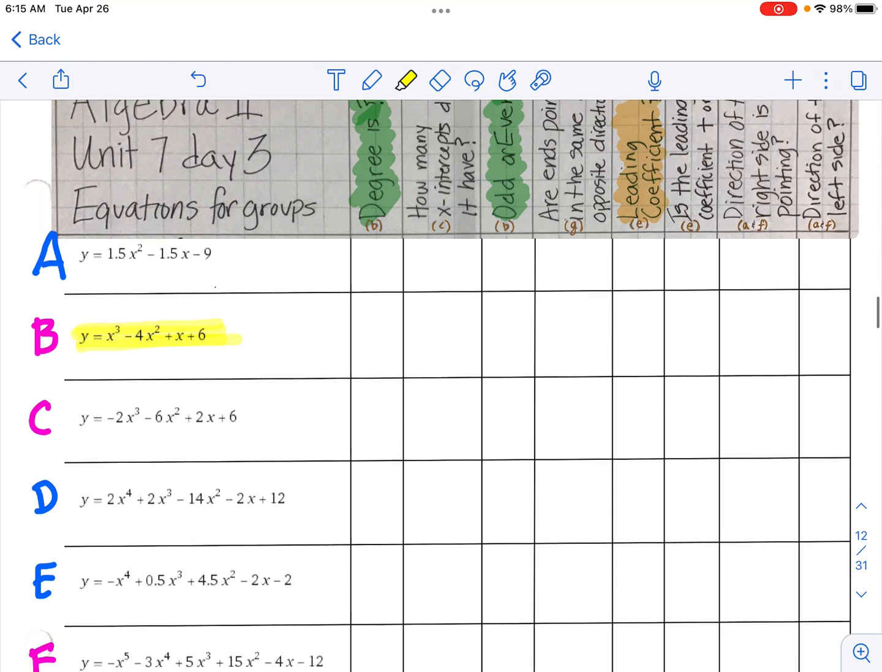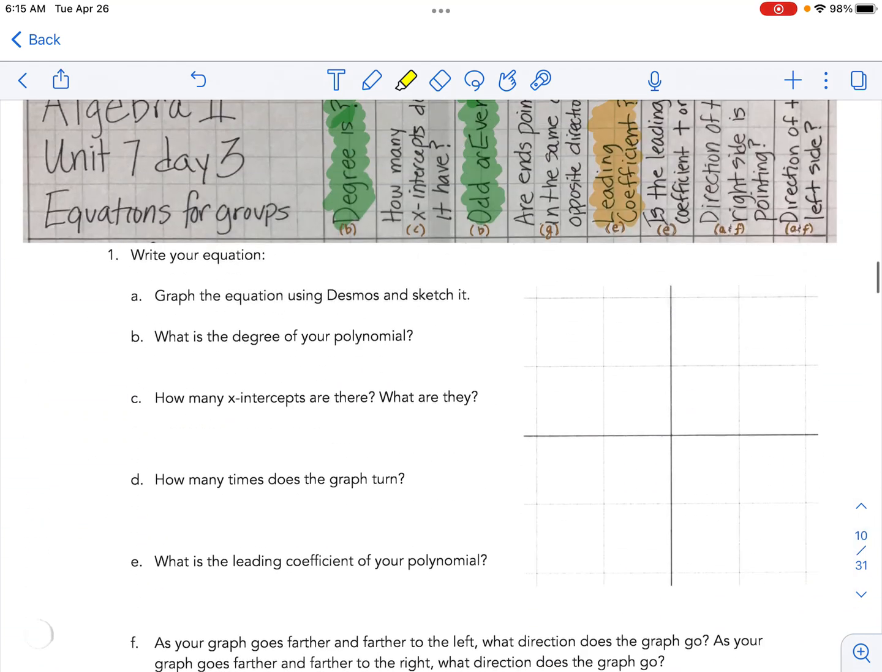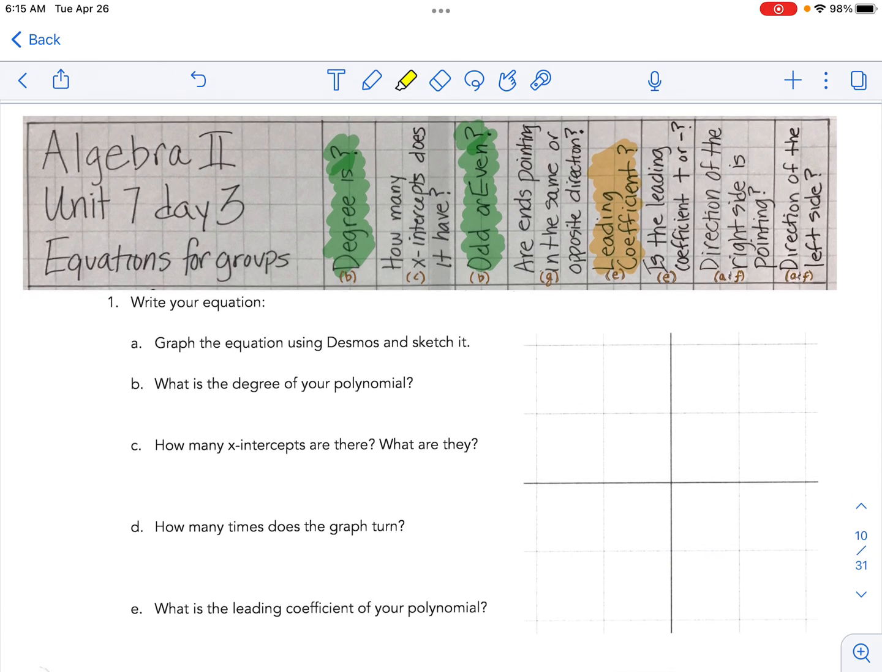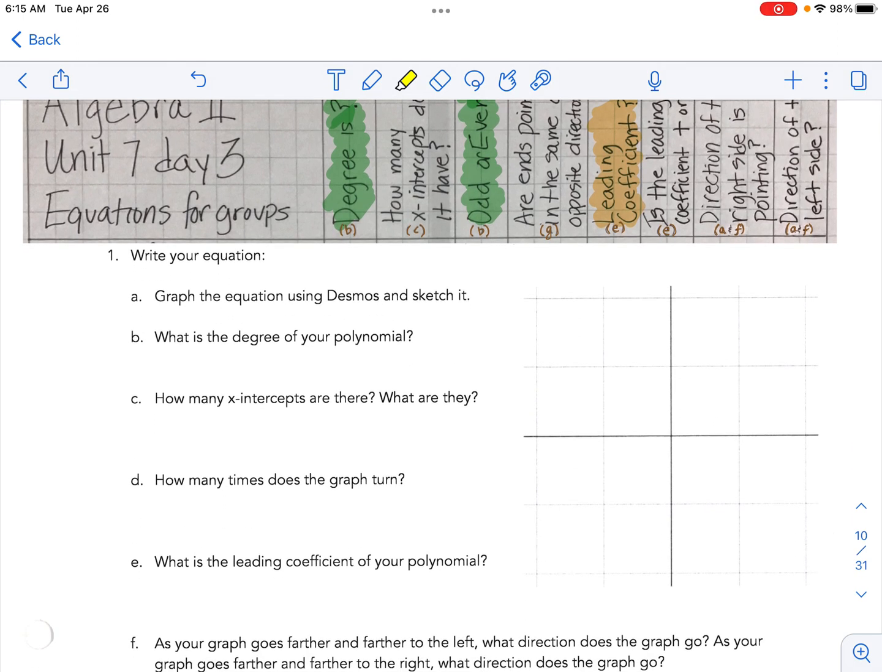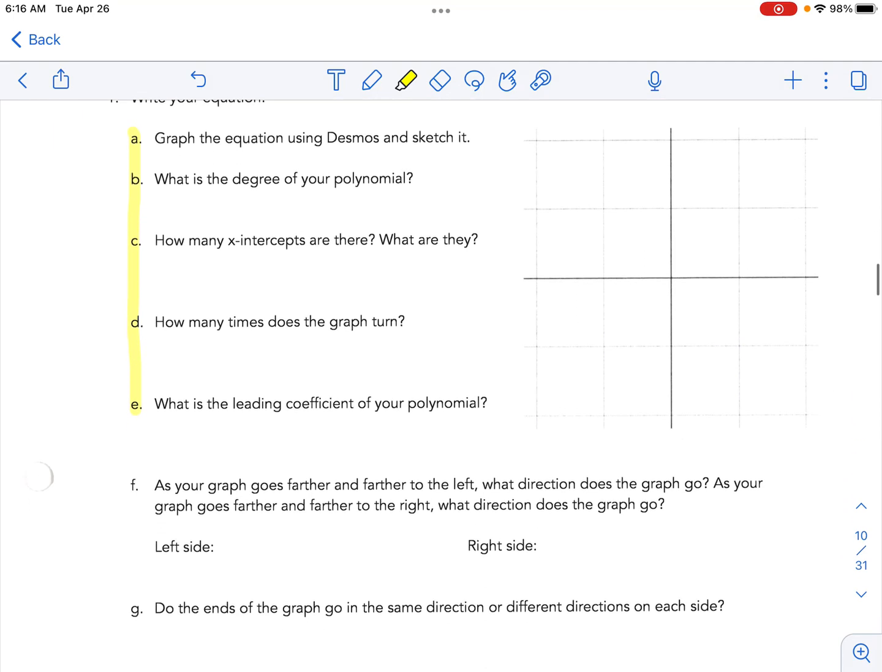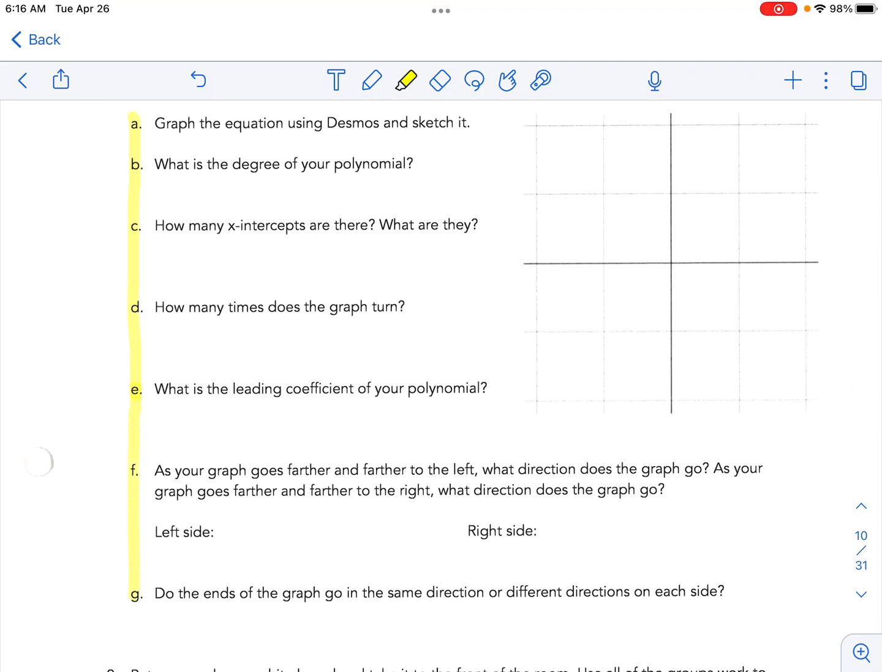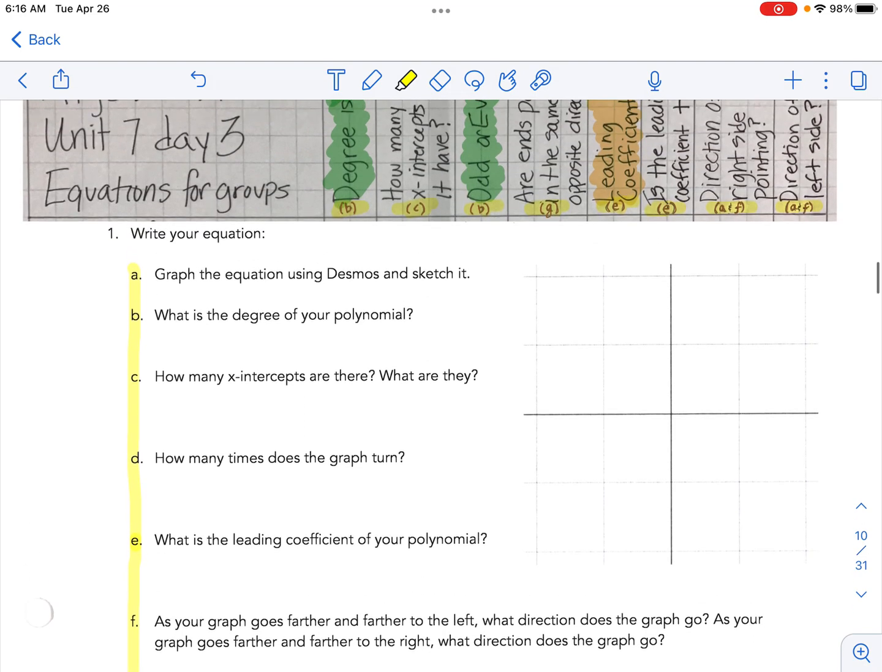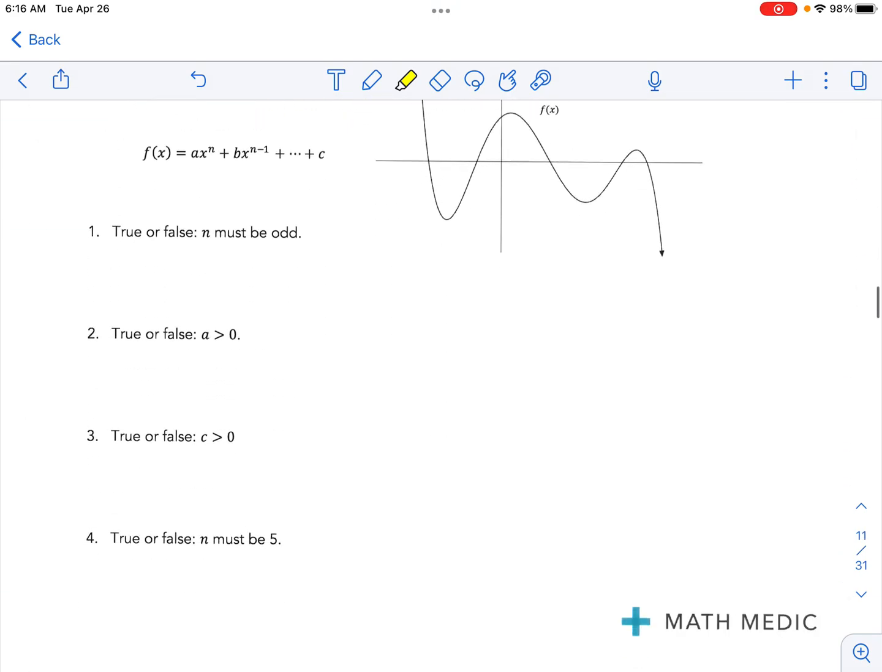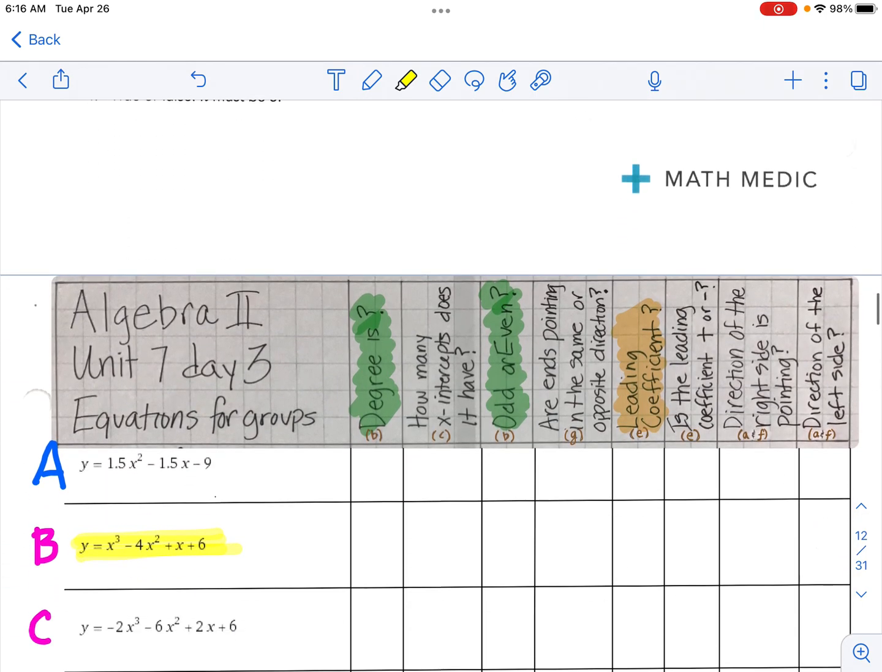And if you notice, let me scroll back into the notes here. If you notice, I have the same header right here at the top of the notes. And if you also notice, I have right here letters, and these letters correspond to these letters here in question 1. Okay, so as we navigate through these questions, they correspond to those columns in the organizational chart. So the first thing is we're going to write our equation. So our equation is equation B.